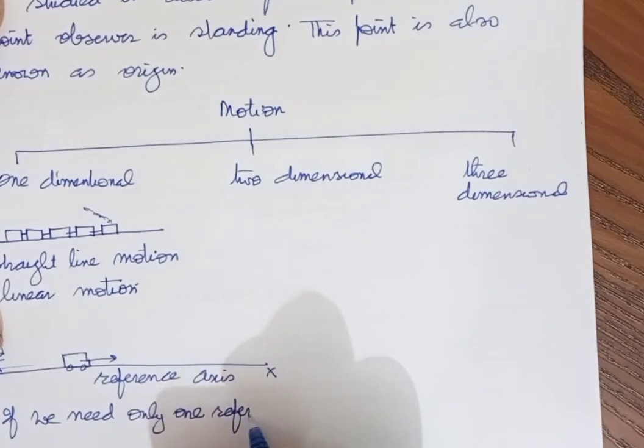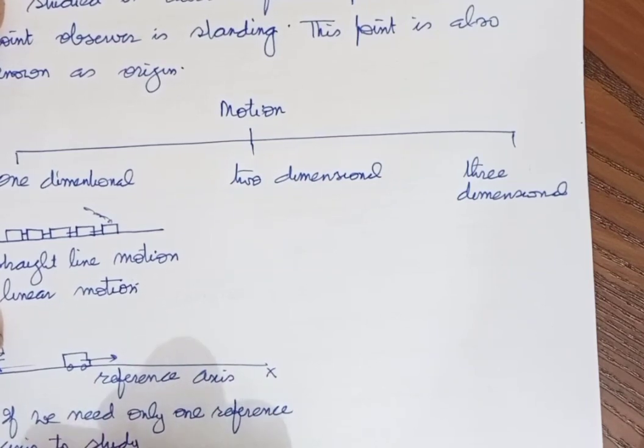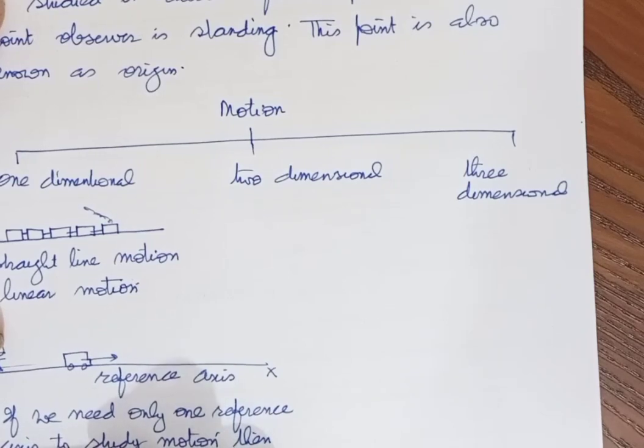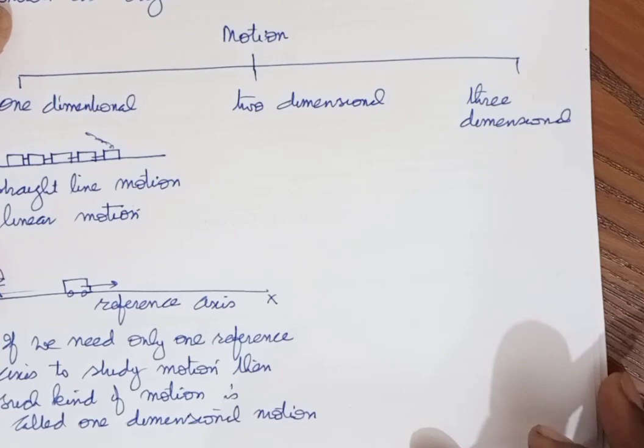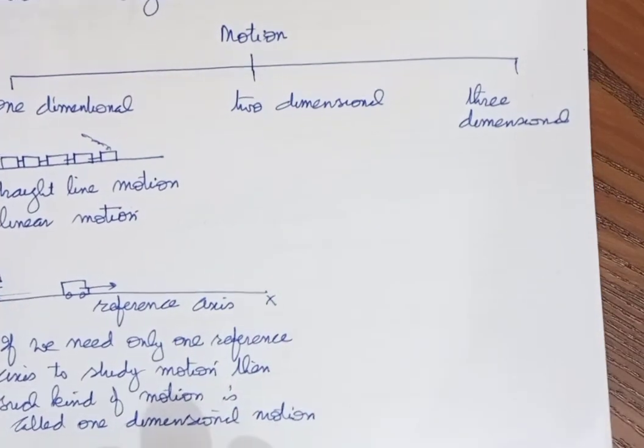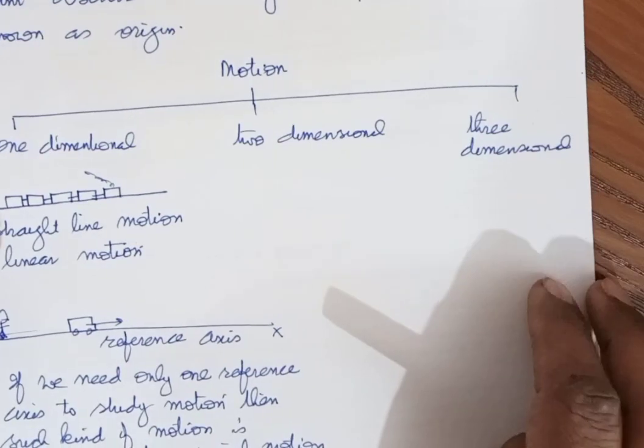One reference axis to study steady motion, then such kind of motion is called one-dimensional motion, or it is known as straight line motion. Like a train, for example, is moving on a railway track in a single direction, then it is one-dimensional motion.